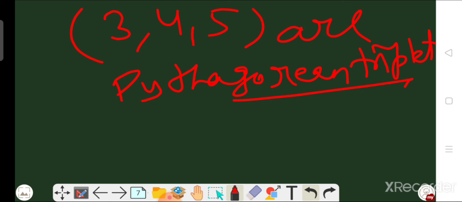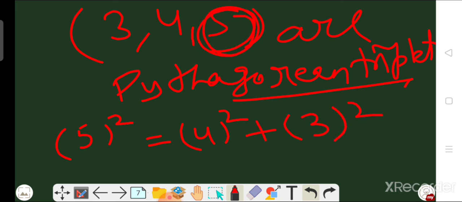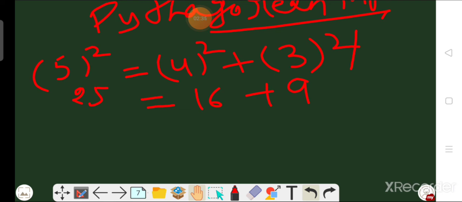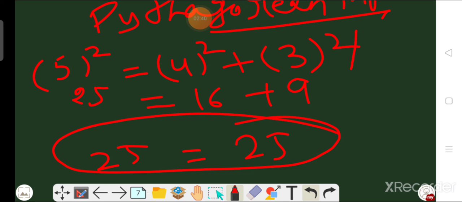Okay, and Pythagorean triplets are those numbers, beta, in which the square of the greater number is equal to the sum of the squares of the remaining two. Here the greater number is 5, so square of 5 is 25, and square of 4 is equal to 16, and square of 3 is equal to 9. So the sum of 16 and 9 is equal to 25, and this is equal to the square of the greater number. So this is the property of Pythagorean triplet numbers, that the square of the greater number is equal to the sum of the squares of the two smaller numbers.